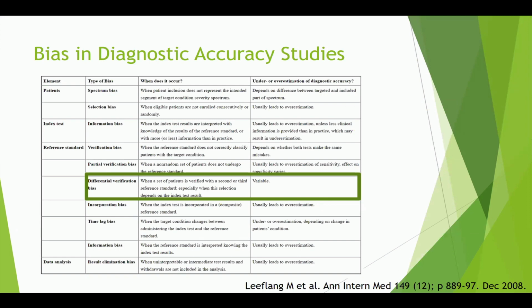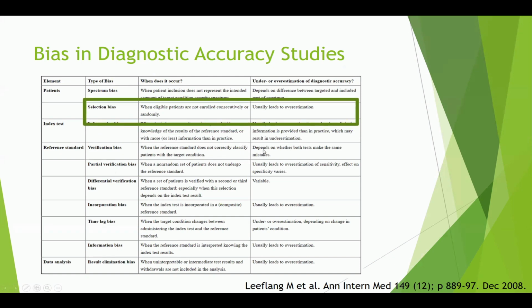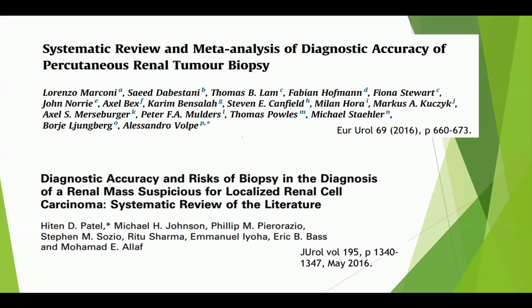When the true and false negative rate is unknown, this leads to a differential verification bias, since this set of patients with a negative renal mass biopsy do not undergo the reference standard of final surgical pathology, but instead are often verified with surrogate tests such as imaging. The other major type of bias encountered in these studies assessing diagnostic accuracy is selection bias, as eligible patients are often not enrolled consecutively or randomly. With these limitations and biases in mind, let's examine the two largest systematic reviews in the literature, both published in 2016, one in European Urology and one in Journal of Urology.